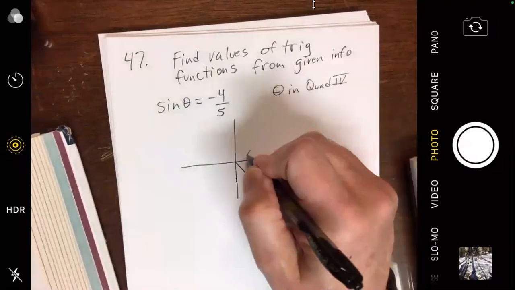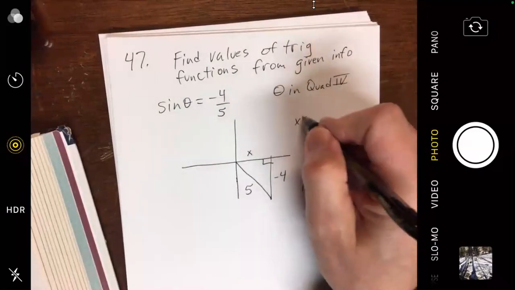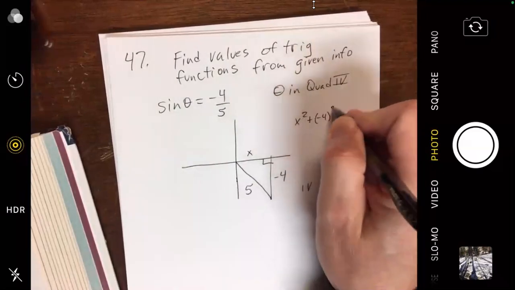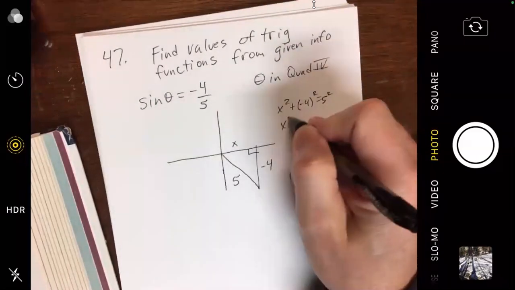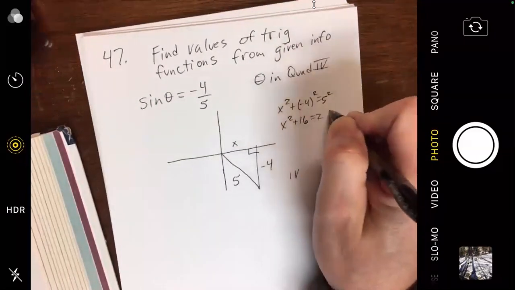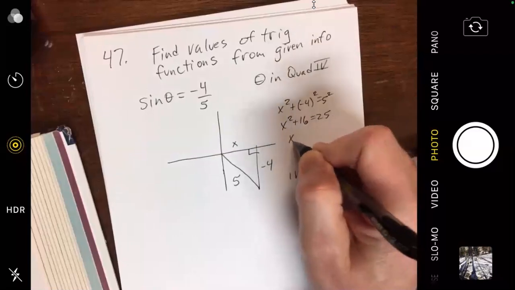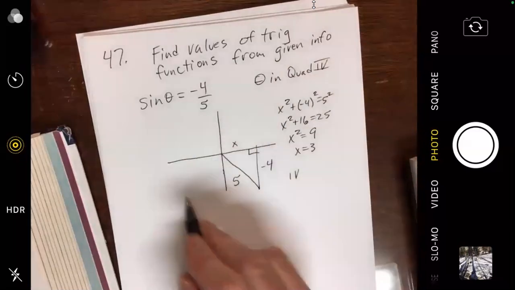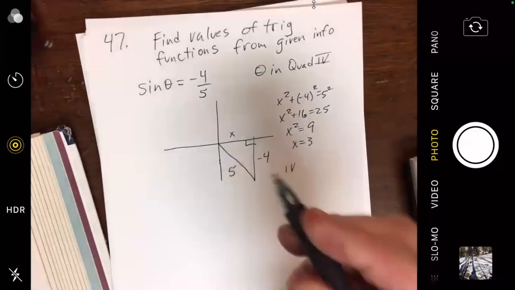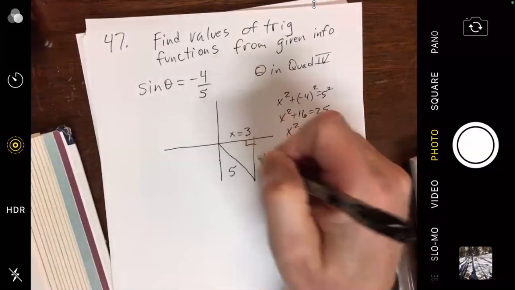Now, if you can figure out your x leg here, x squared plus a -4 squared will equal 5 squared. Do it this way, you don't have to mess with fractions. X squared plus 16 equals 25. Your x squared equals 9, and x would be 3. Now, if it's in other quadrants, it could be -3, but x is positive in quadrant 4.